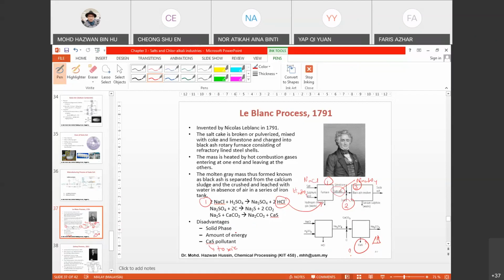The first one is that everything will form in the solid phase. You have a solid phase product. The amount of energy is quite high because over here you use a furnace, and the amount of energy needed is quite high. And finally, you have the production of calcium sulfide, which is hazardous to the environment. Any questions so far? Anything you want to ask?